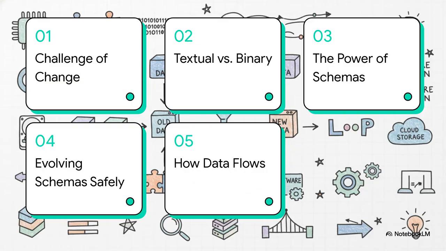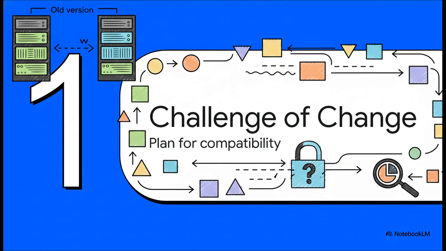So here's our game plan for this explainer. We'll kick things off with why change is so tough. Then we'll explore the main kinds of data formats, uncover the secret weapon of schemas, learn how to use them to evolve things safely, and then wrap it all up by seeing how this applies in the real world. Okay, let's get right into it.